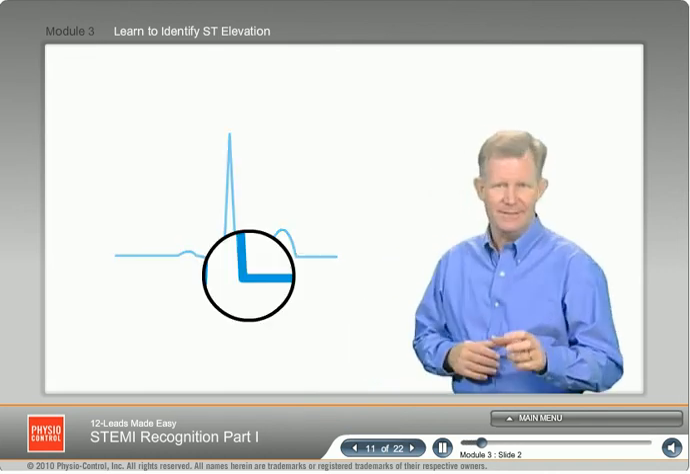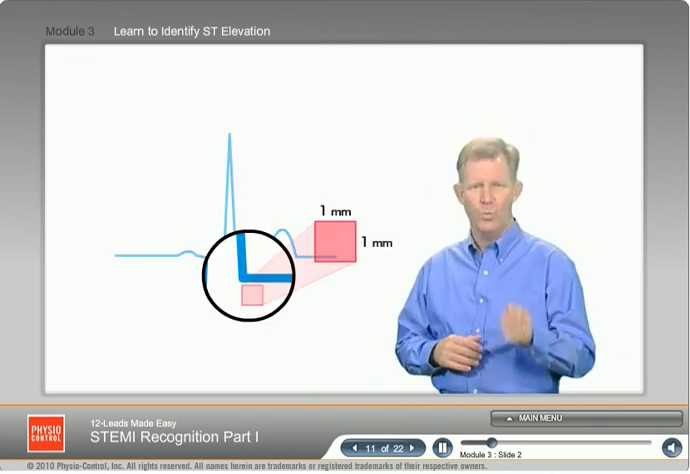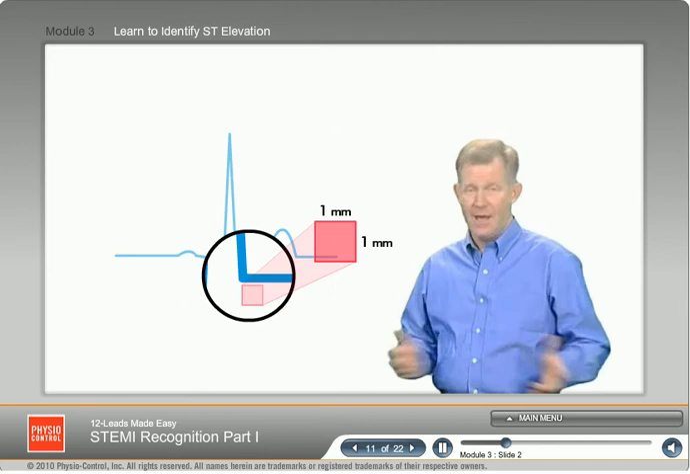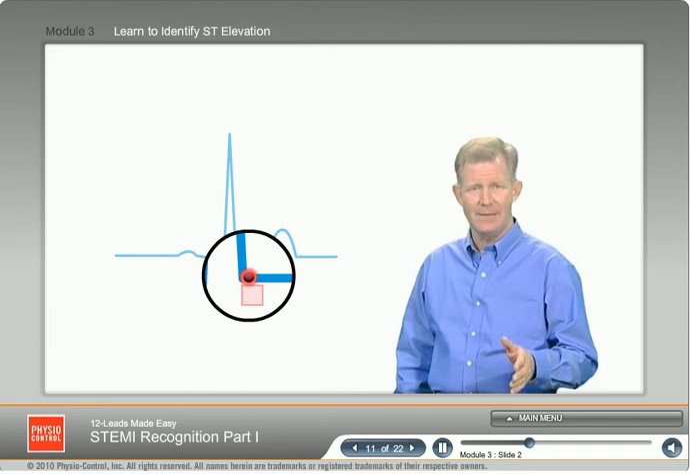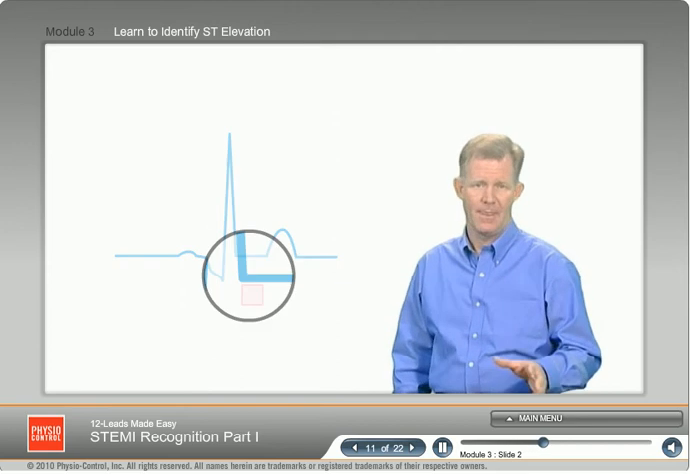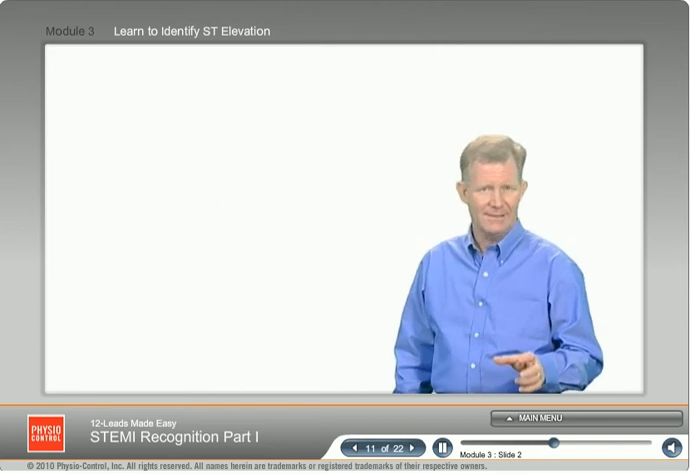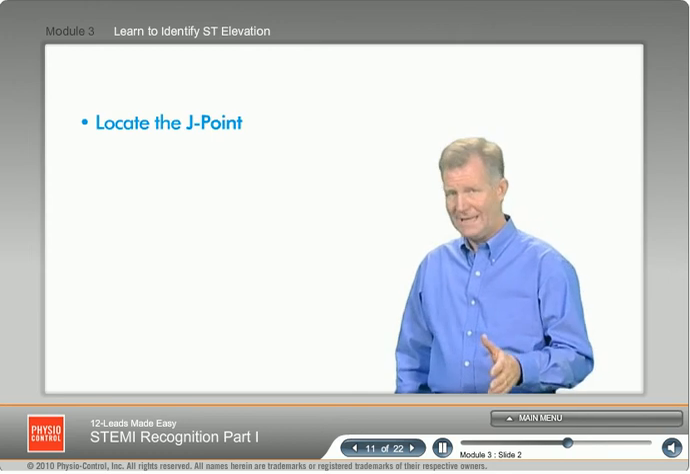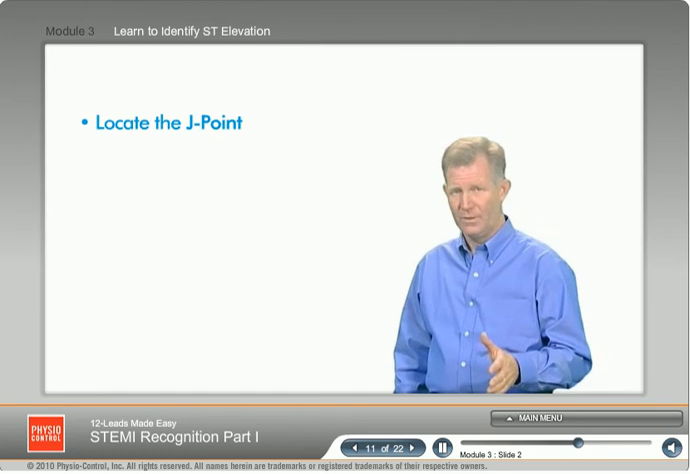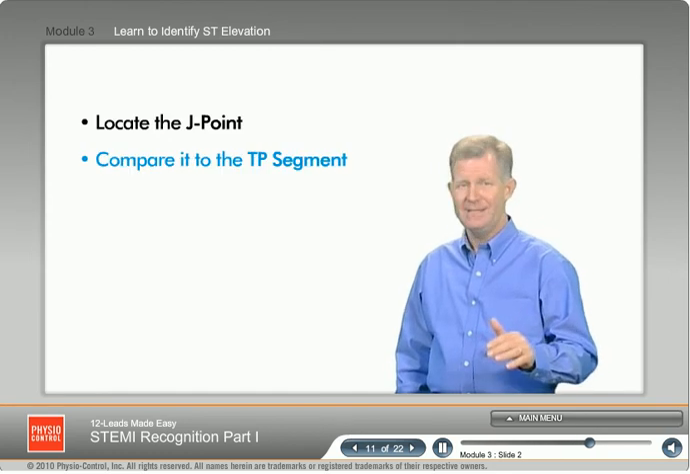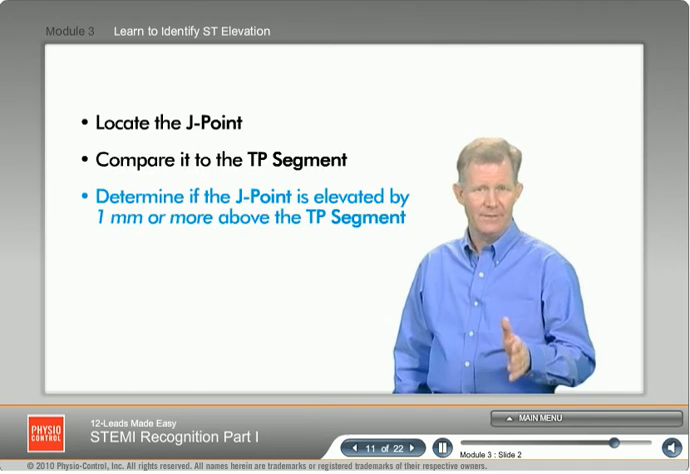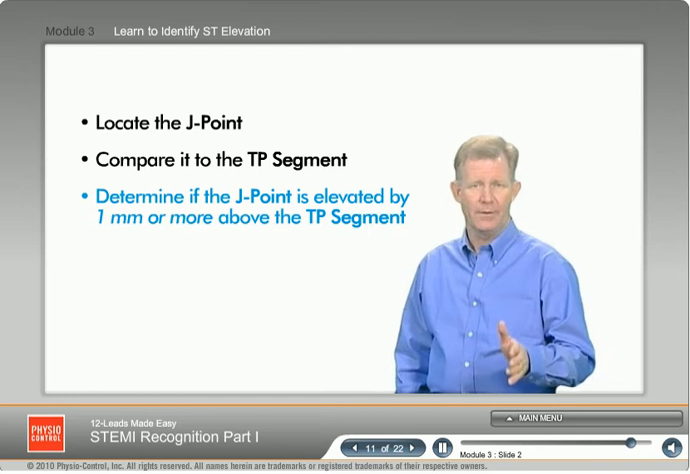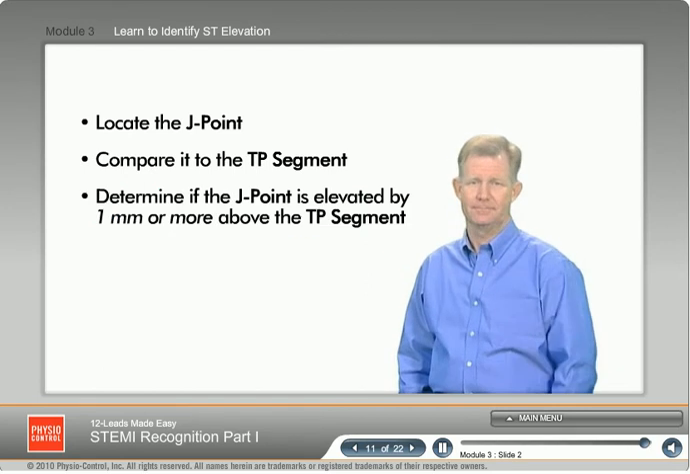The smallest box on the ECG grid is 1 millimeter in size. Elevation of the J-point by 1 millimeter or more above the TP segment is considered abnormal. In the following 6 examples, please locate the J-point, compare it to the TP segment, and determine if the J-point is elevated by 1 millimeter or more above the TP segment.